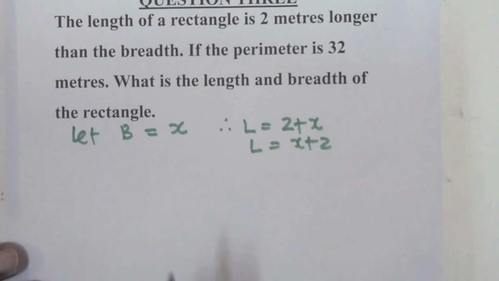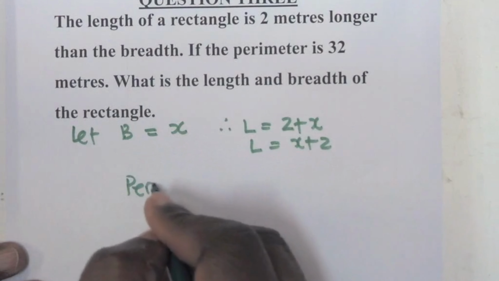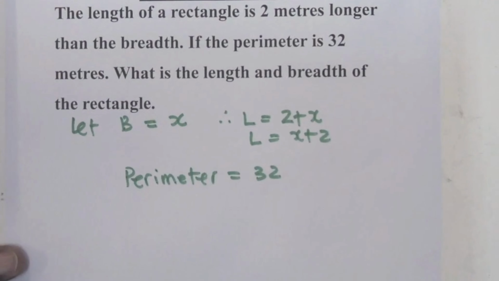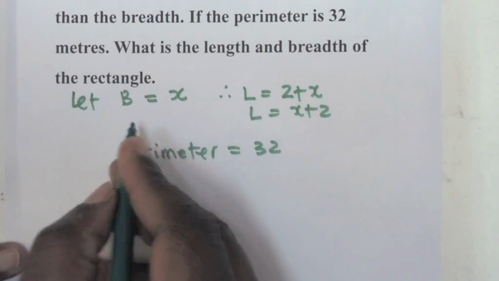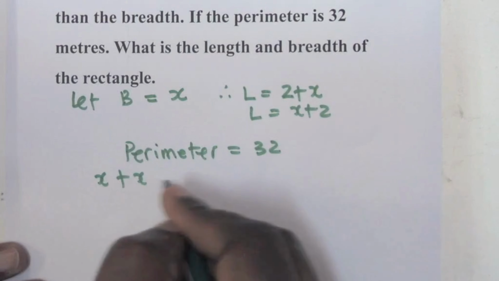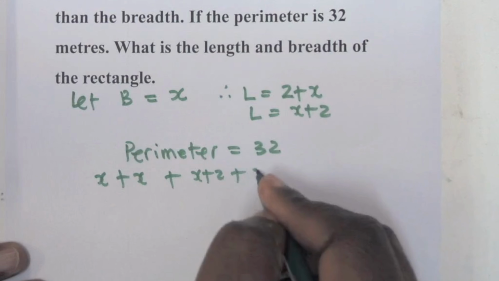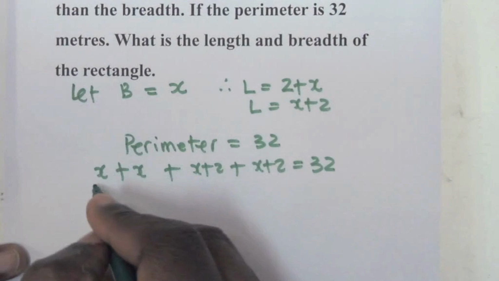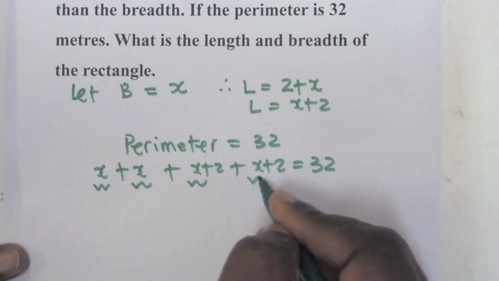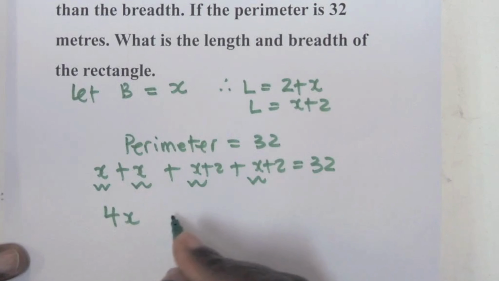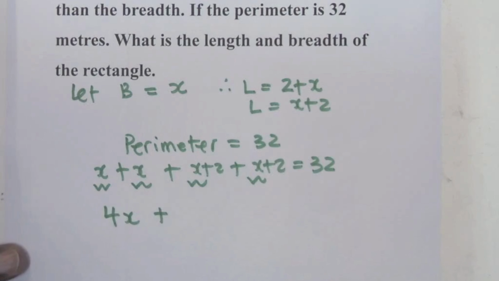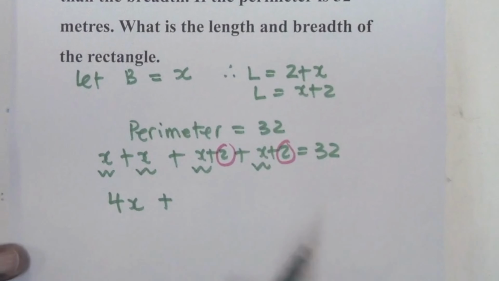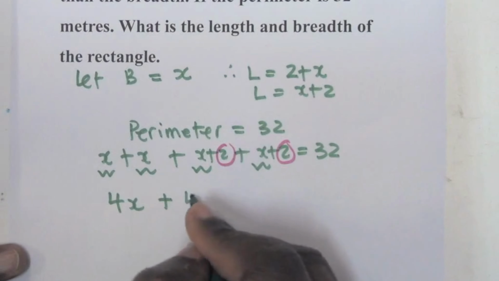But I'm given perimeter here as perimeter is equal to 32. How do I get the perimeter of a rectangle? I'm going to add all the sides, x plus 2 plus another x plus 2. The answer should be 32. I look for my like terms, and this is going to give me 4x plus, and if I check here, I also have these two like terms, and if I add them, they give me an answer of 4.